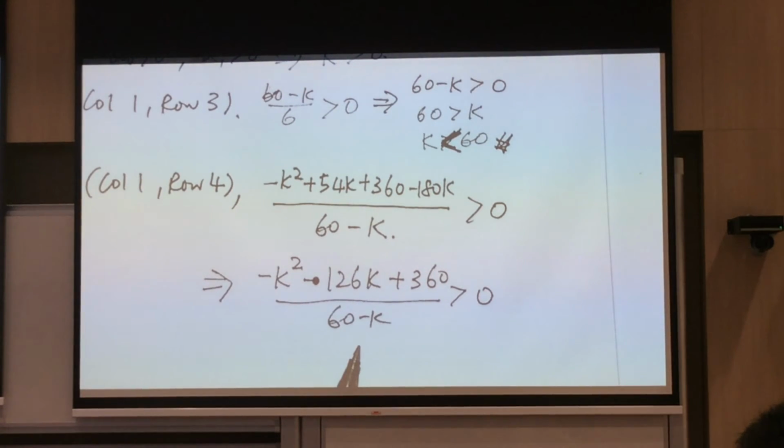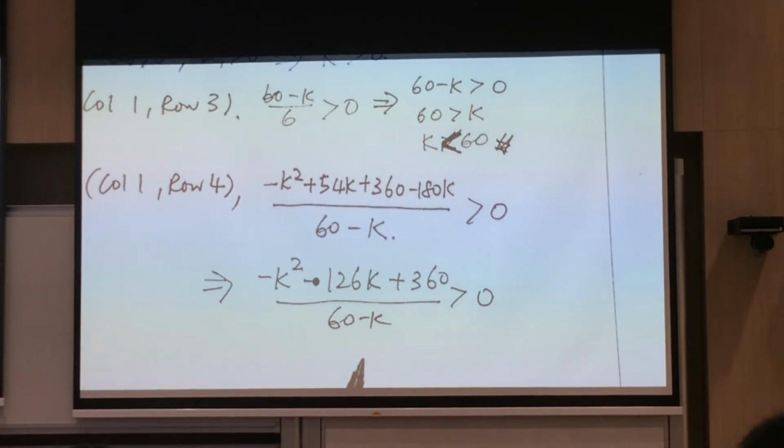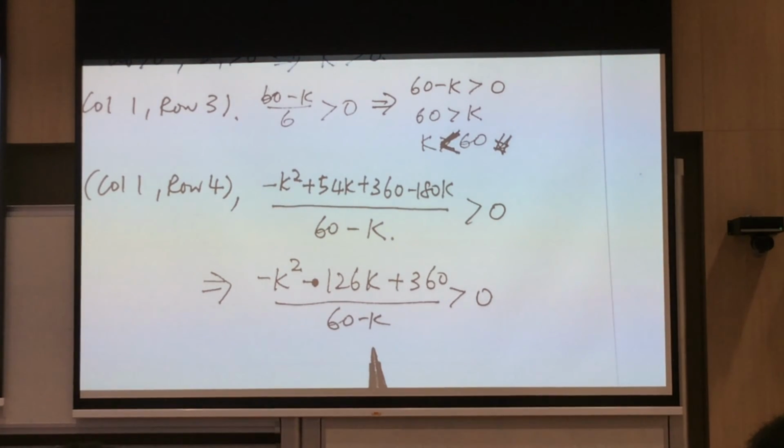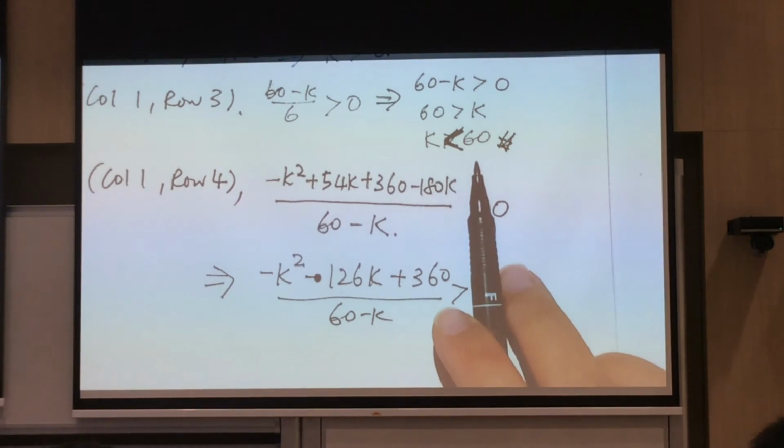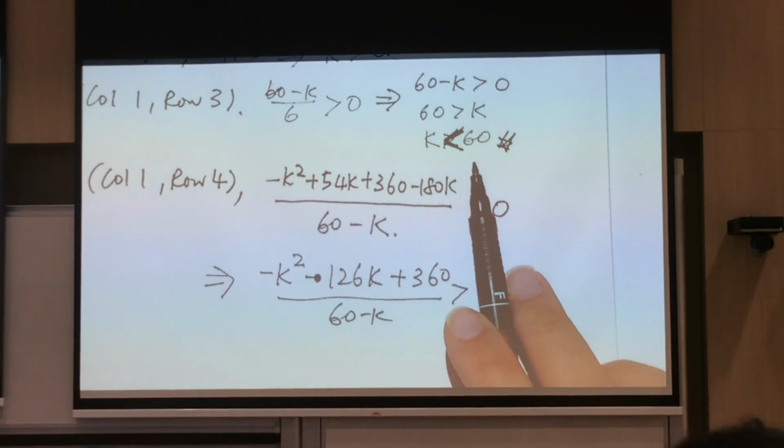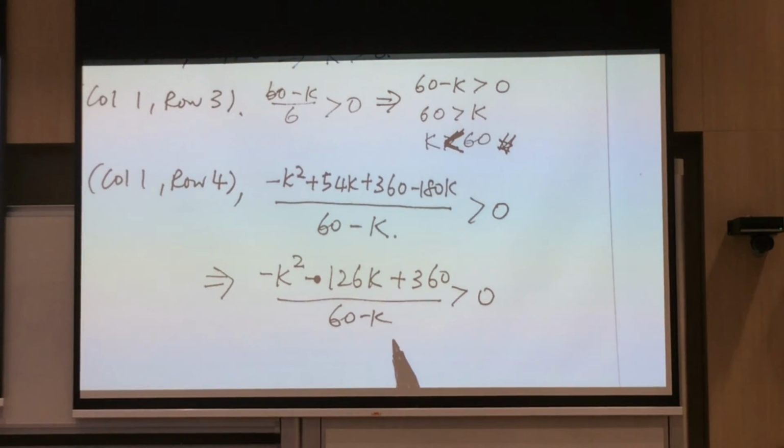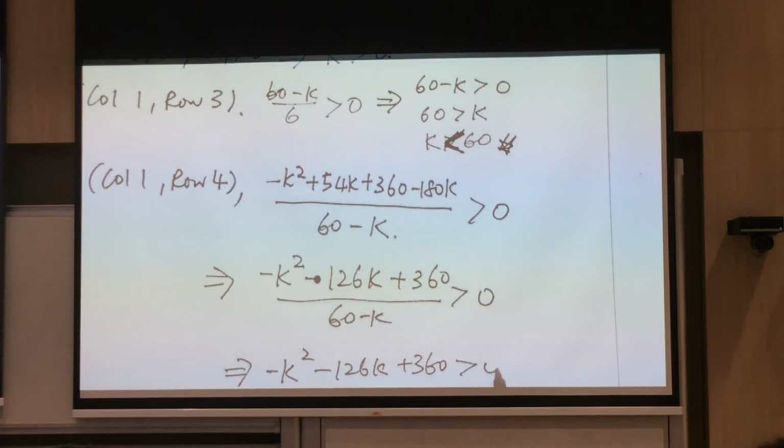Okay, you have a denominator over here. What do you do with it? Can you just remove it? By multiplying by 60 minus k. But will this change the sign? No, but only if 60 minus k is positive. Is 60 minus k positive? Only if k is less than 60. But since we have to satisfy k less than 60, the denominator here will be positive. So you can just multiply by 60 minus k, and the inequality sign will not change. So you end up with minus k squared minus 126k plus 360 greater than 0.